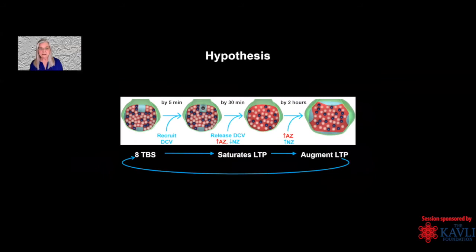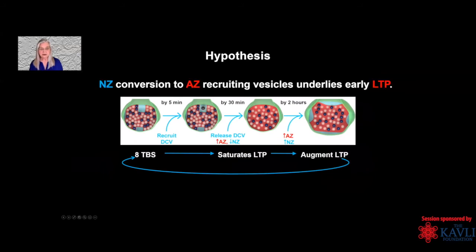So here's the hypothesis that was generated: nascent zone conversion to active zone is done by recruiting vesicles. And this we could see at 5 minutes by the docking and recruitment of these small dense core vesicles that carry the presynaptic scaffolding proteins and often have a string of vesicles attached to them when they're in transport packets. They get recruited to the presynaptic bouton. By 30 minutes, these dense core vesicles have been released. Their number has gone back to practically zero. The active zone has enlarged and the nascent zones have decreased. By 2 hours, you still have this enlarged active zone, but you've also recruited new nascent zones.